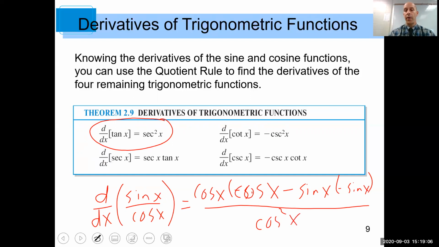Now on the top, this minus and minus is going to become plus and positive, right? So on the top, what are you going to get? Well, you got cosine squared plus sine squared, and what's that equal to? Well, that's equal to 1. The bottom is cosine squared x. Well, what is 1 over cosine squared x? It's secant squared x. So I'm showing you this to illustrate where these come from. These didn't just fall out of the heavens. They're based on things we already know, and you could play the same game with these others.